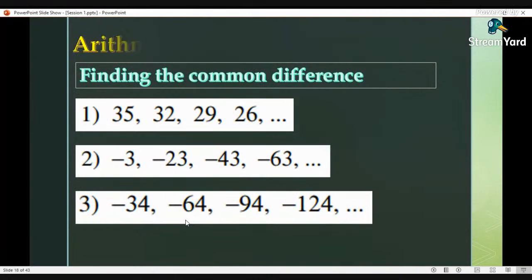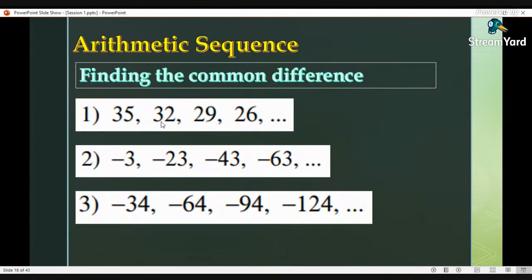Okay, let's continue. Let's find the common difference for these arithmetic sequences. For number 1, we have 35, 32, 29, and 26. For number 2, we have -3, -23, -43, and -63. Then -34, -64, -94, -124. To find the common difference, all we have to do is subtract the first term from the second term.